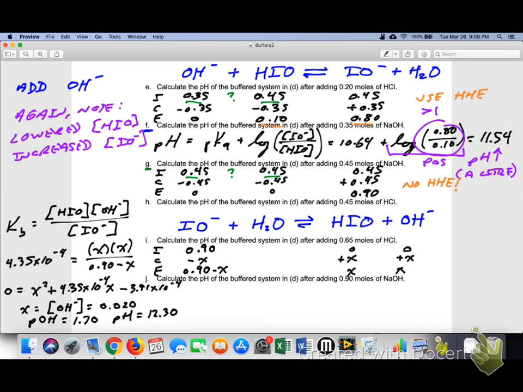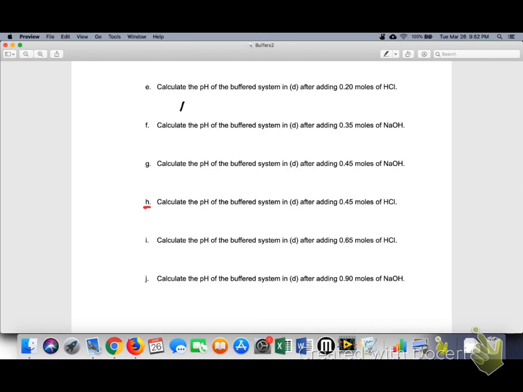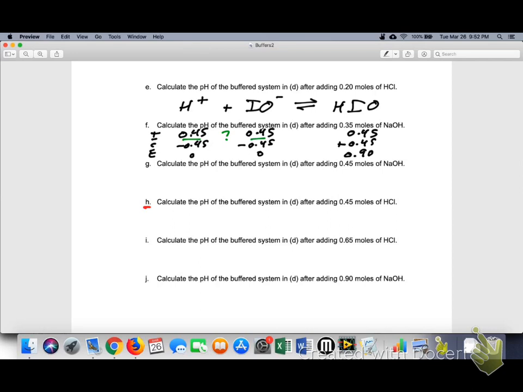All right, so now looking at the next question, you can anticipate that we're going to see a similar situation. We're adding 0.45 moles of HCl, and so this time, who's going to help you get rid of H+? Well, the conjugate base is, but because we have equal concentrations, we're going to run out of both of them. We're going to end up with 0.90 molar weak acid. Can't use Henderson-Hasselbalch, but we can do what we've done for weeks.